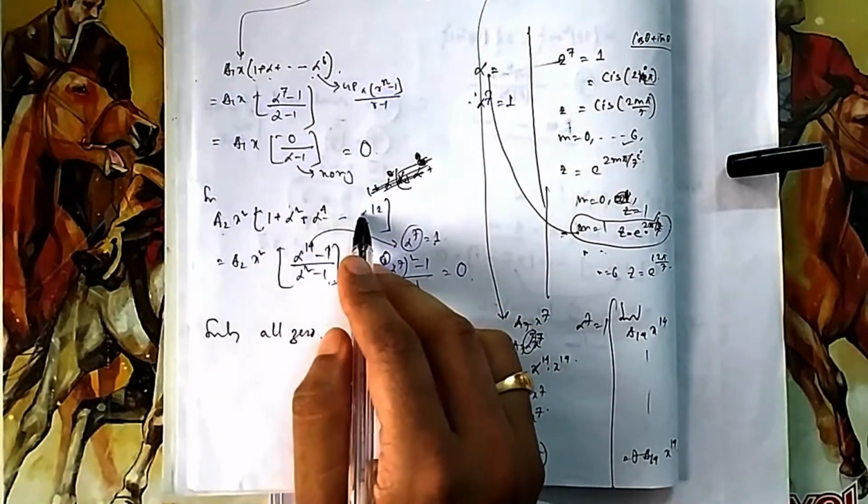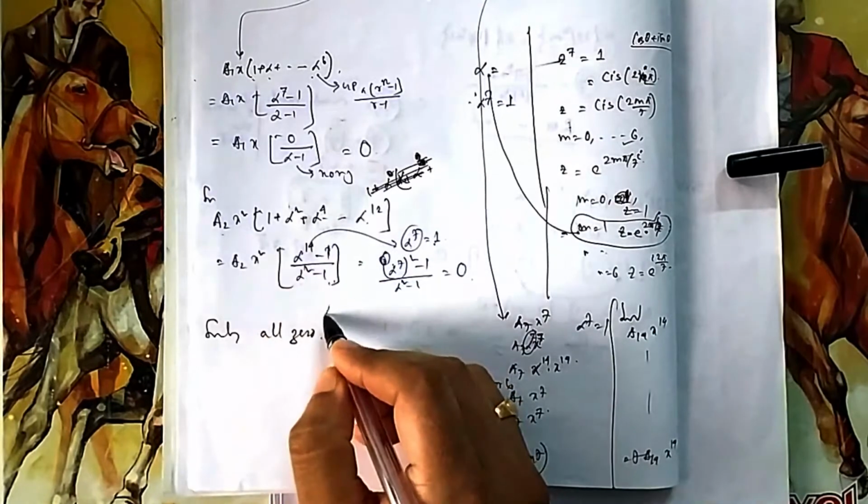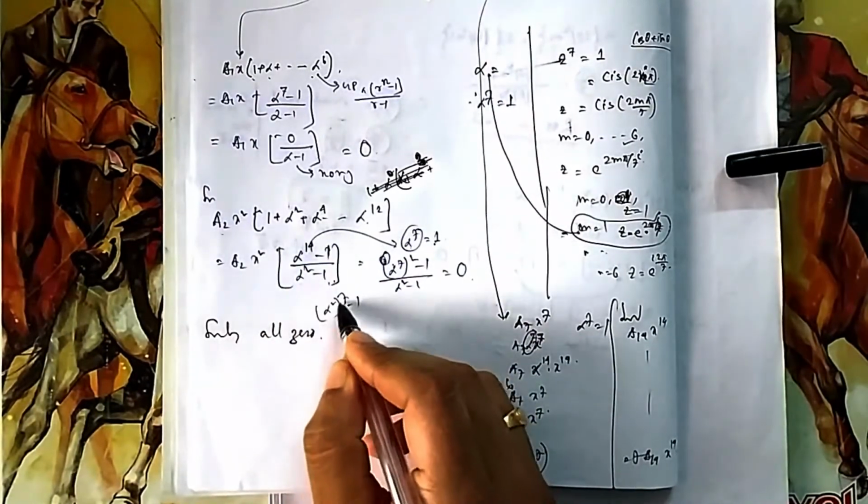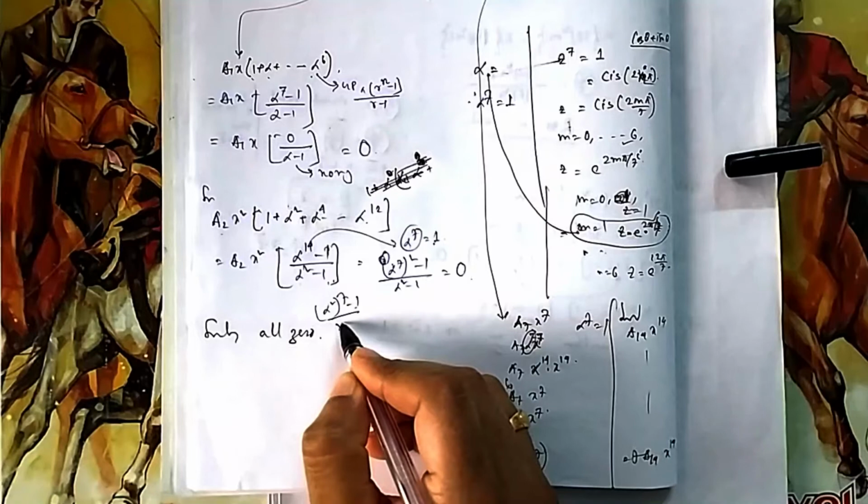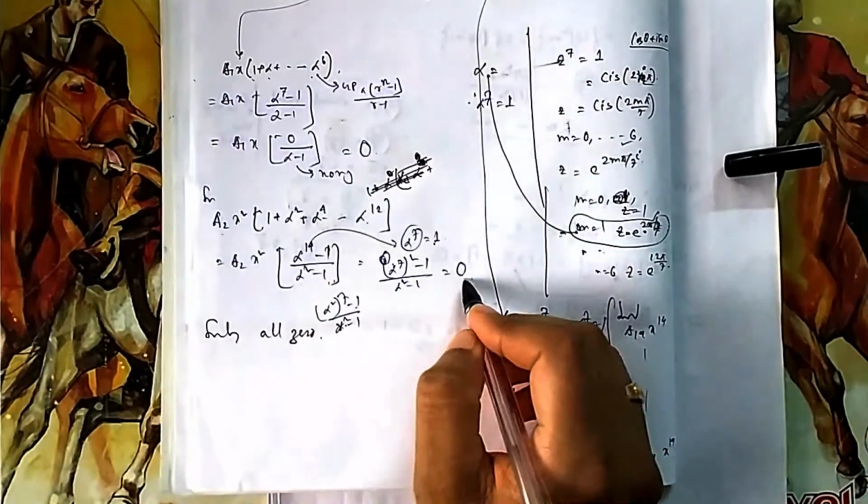How many terms are there? 7. And what is common ratio here? Alpha square. So it is alpha square to the power 7 minus 1. R to the power n minus 1 divided by r minus 1. R is here alpha square. So you can see now.